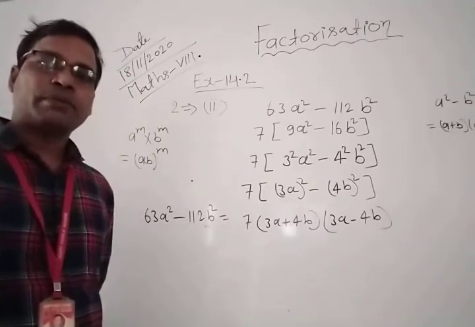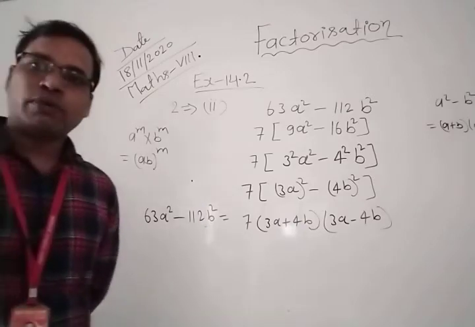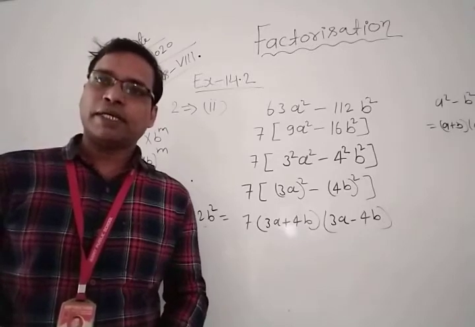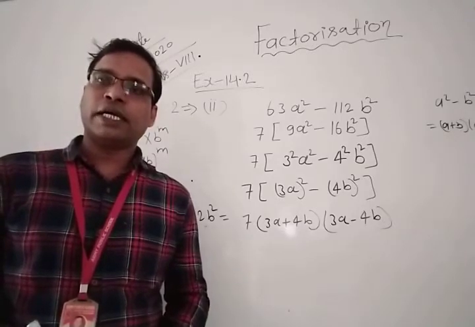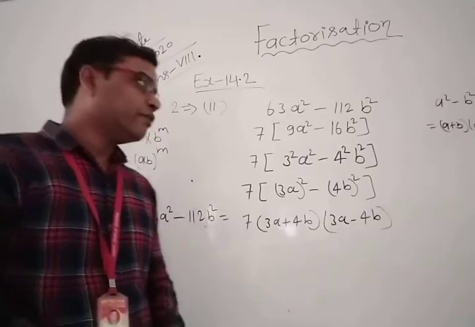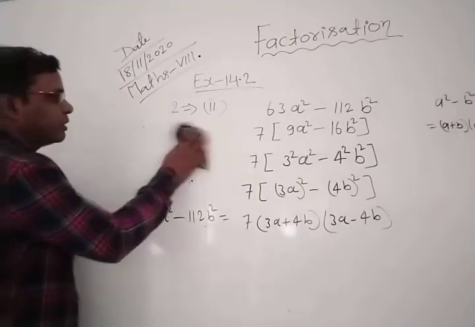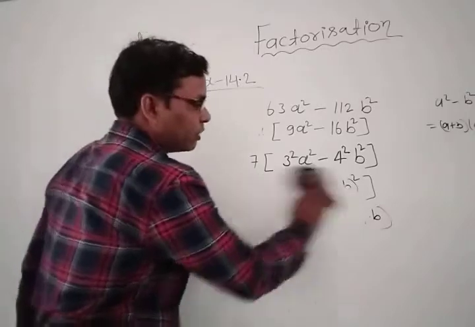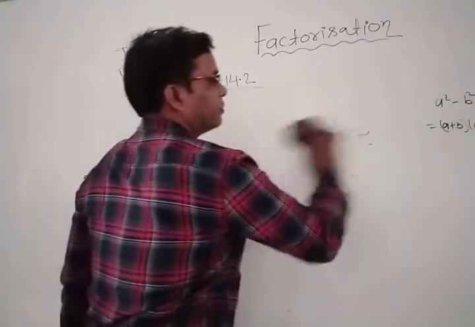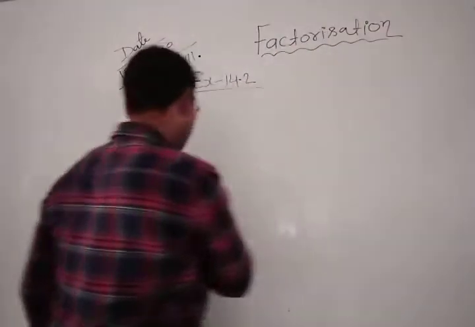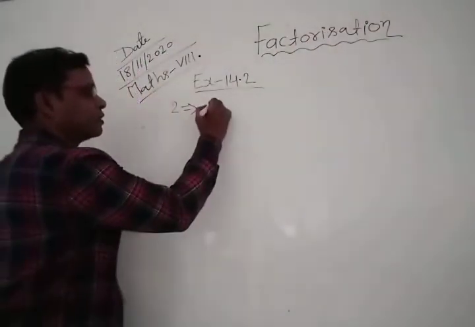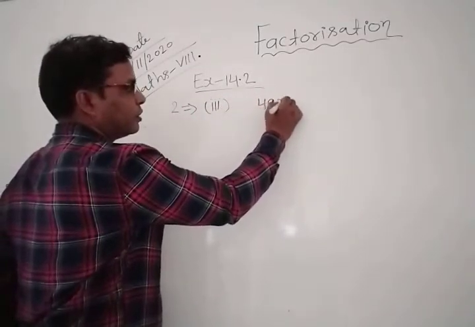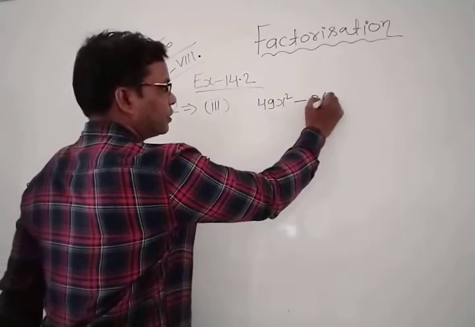This is the second part of question number 2, exercise 14.2. Now we are going to discuss the next part, the third part of question number 2. The third part is 49x square minus 36. We need to factorize it.